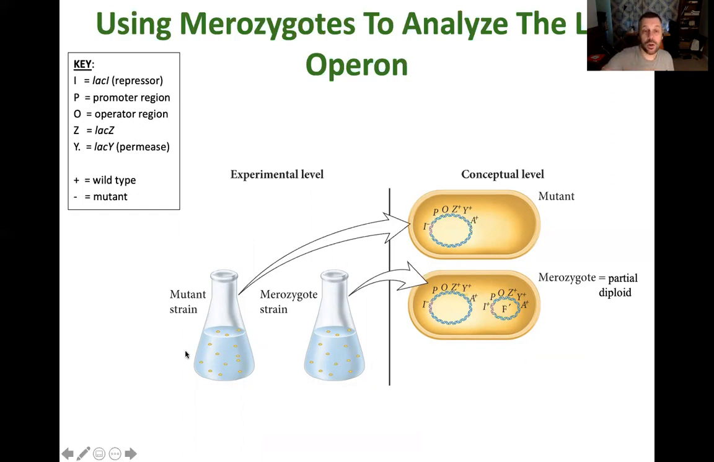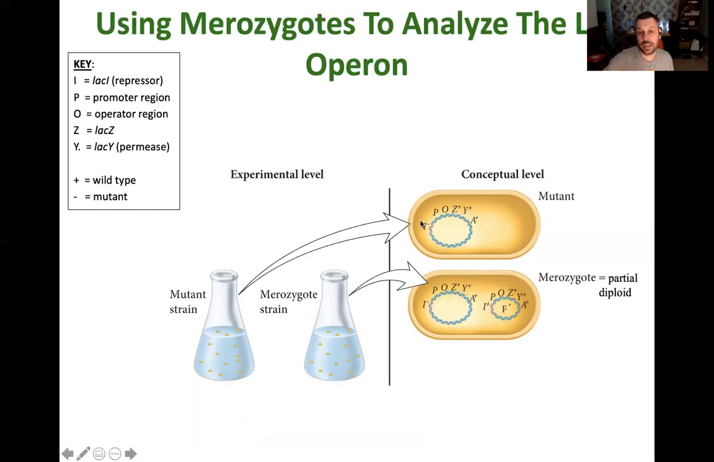coli. So this mutant strain growing in this flask over here, if you look at it, this big circle is meant to represent the entire E. coli genome. And there are letters written on the DNA which correspond to certain things you already know about. And the key is on the left here.